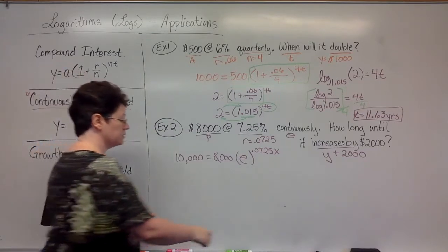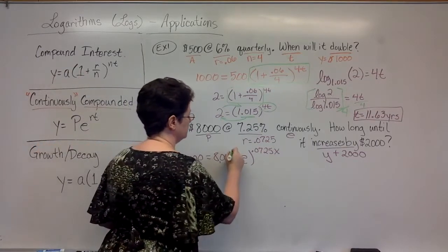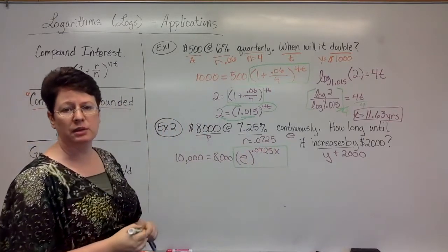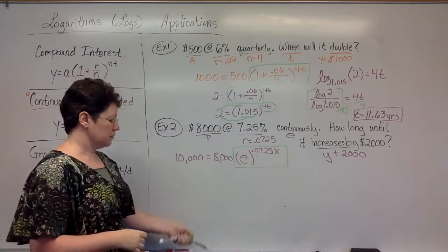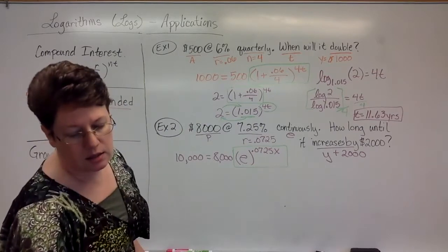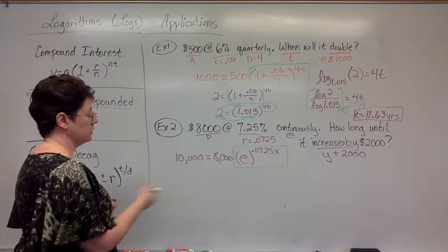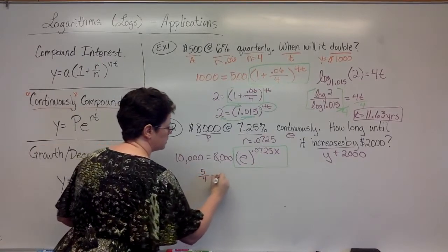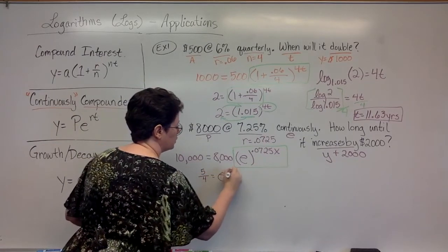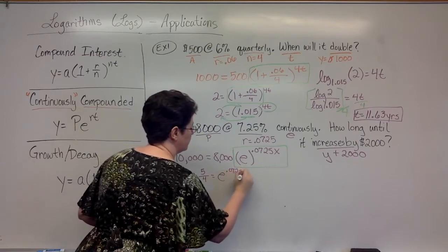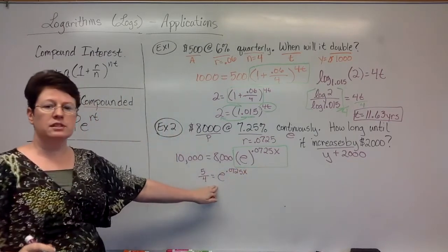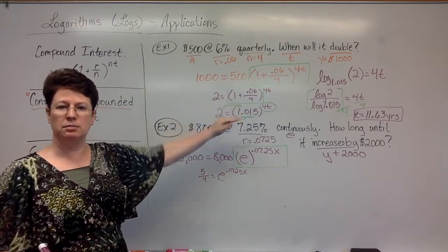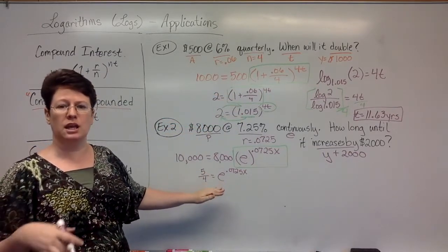Same thing as before. I need to get my exponent part by itself. So I have to get the e to a power by itself. That means dividing by the 8,000. 10 divided by that 8,000, I'm going to do it as a fraction. It's just going to give me 5 over 4, and that's going to equal e to the 0.0725x. Now, I don't have to simplify the e like we had to simplify all the stuff in the parentheses, right? We had to plug all that in. It's a button. It's already there.